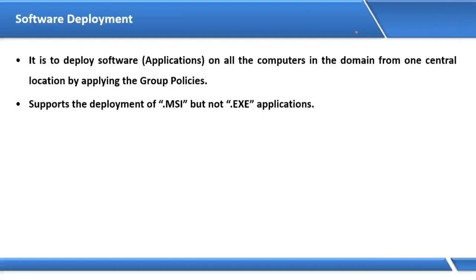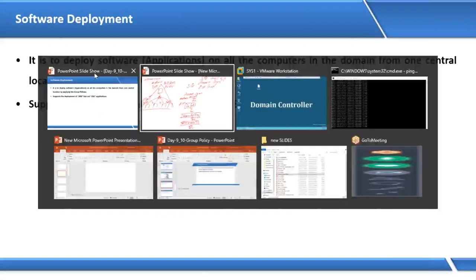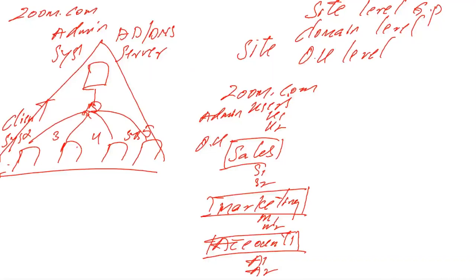So the first topic today is software deployment. Here software means applications. Deployment means we want to do easy, centralized, remote management. So for example, right now this is my domain model. In my domain I have a server and a number of machines as clients, nearly 100 clients and 100 employees. Some of the employees, for example 50, are working in the sales department, 30 employees are working in the marketing department, and 20 employees are working in the accounts department. So in total we have 100 users and 100 computers, and these users are domain users.